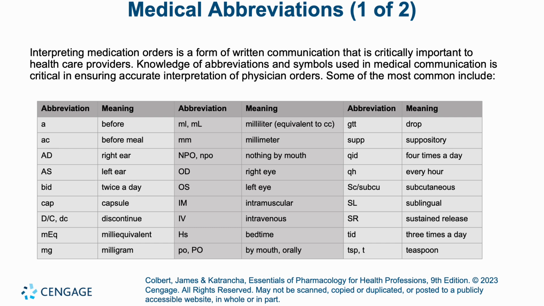MEQ, lowercase m, capital E, lowercase q, is milliequivalent, and that has to do with a measurement. MG, lowercase m, lowercase g, is milligram. ML, lowercase m, lowercase l, or just to be confusing, lowercase m, capital L also works, and that is milliliter. MM, lowercase m, lowercase m, is millimeter.